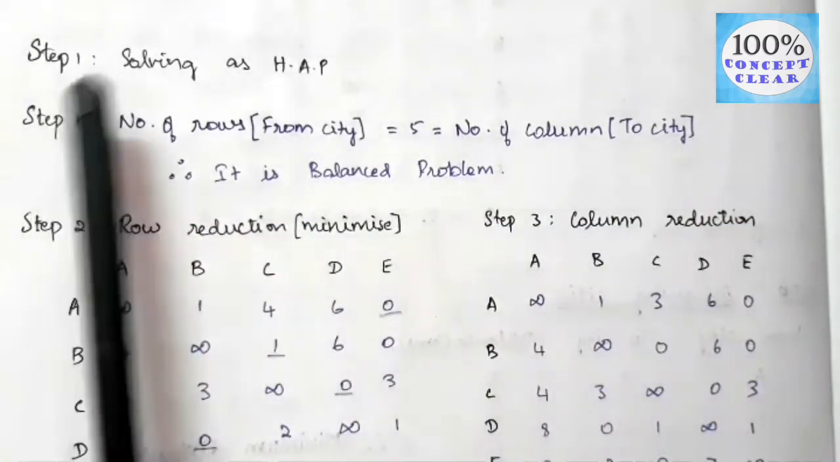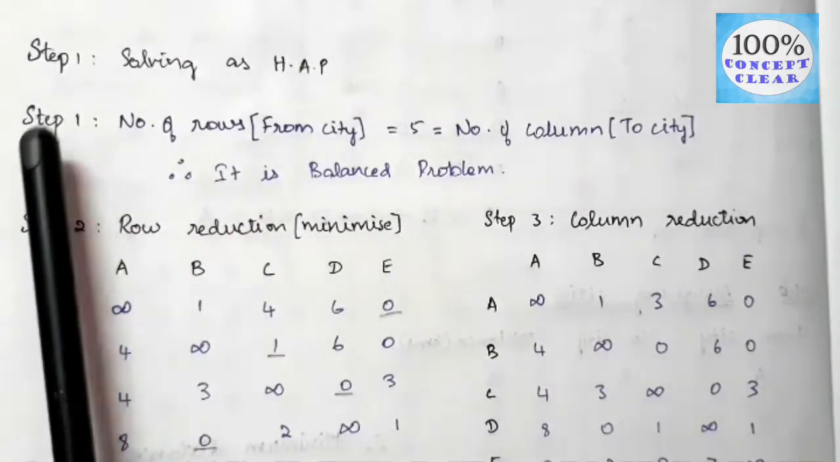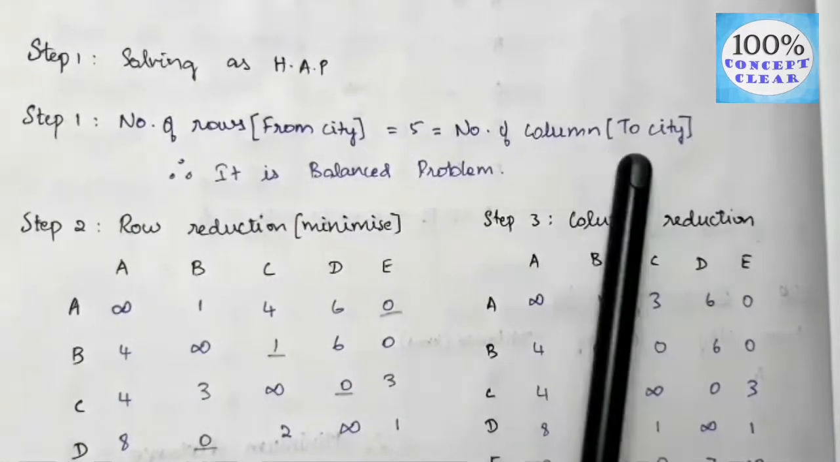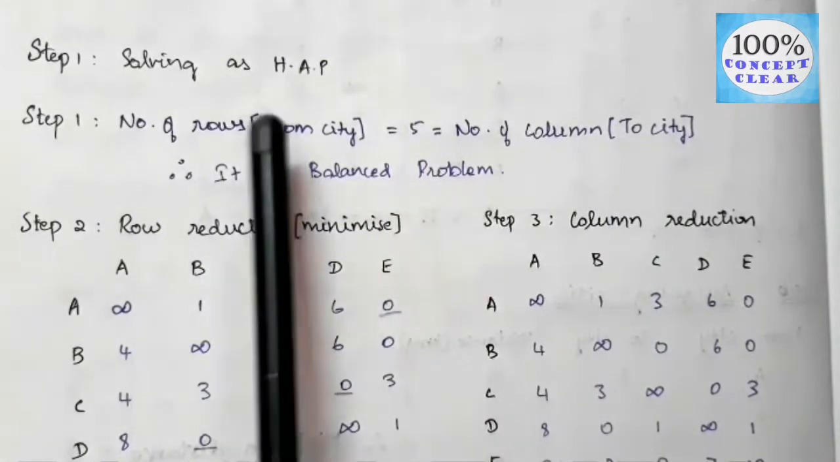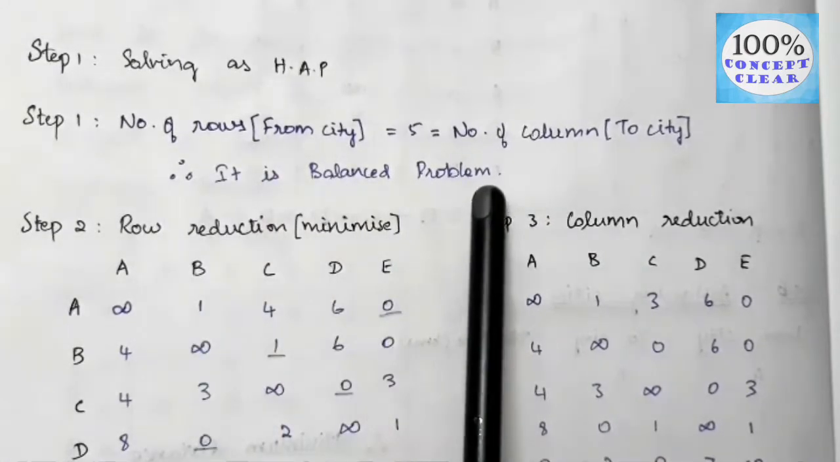See, what is the first step in the Hungarian assignment problem? First step is we have to check whether the number of rows and number of columns are equal. In this sum, we have 5 rows and 5 columns. Therefore, it is a balanced problem.